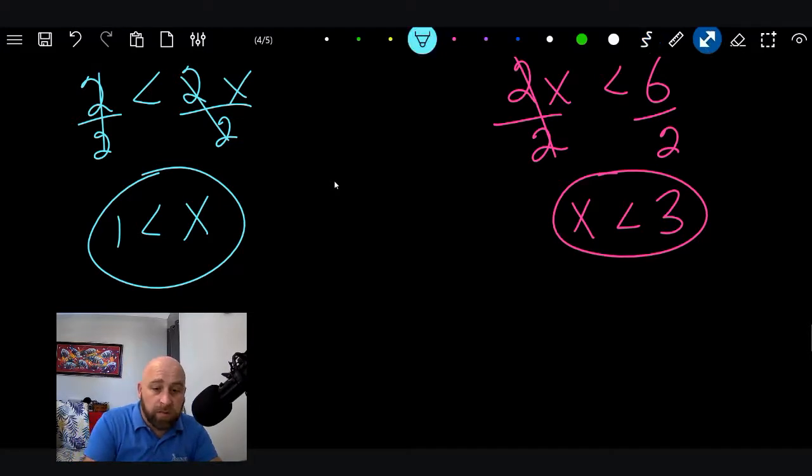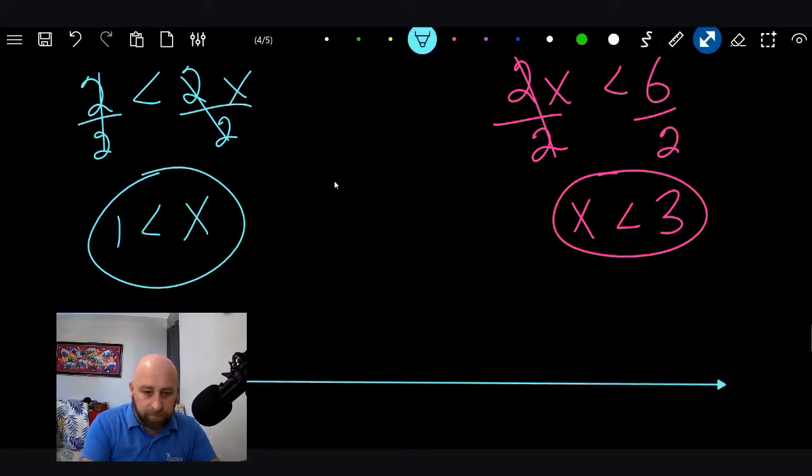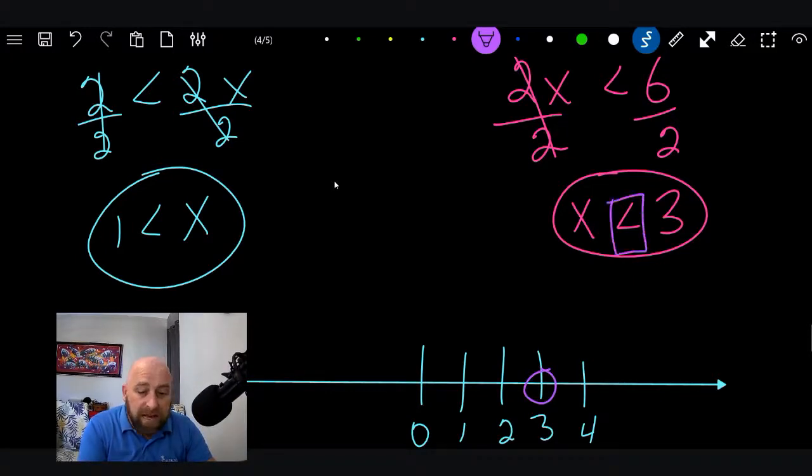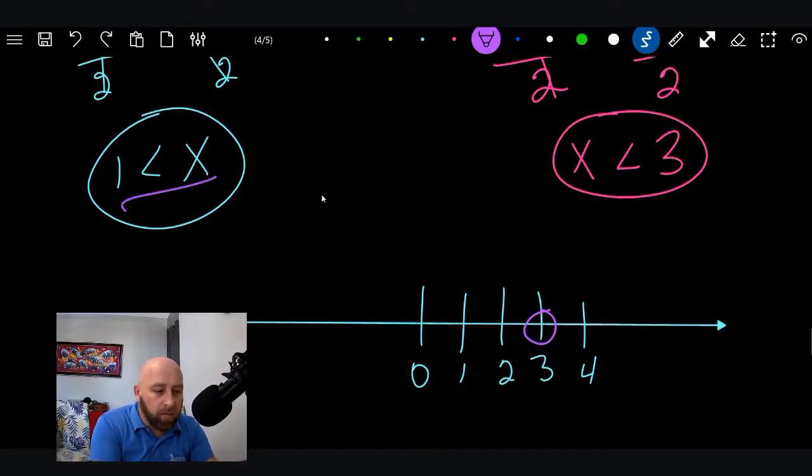So we'll come over to our graph, and we are going to graph our two critical numbers. We'll go 0, 1, 2, 3, 4, and we'll graph this 3 here. It's an open circle. Why? Because it's not equal to, it's just less than. Then we come over here and graph this one. What's the critical number here? 1 is the critical number. So we're going to circle 1. Is it open or closed? It is open because there is no equal to over here.